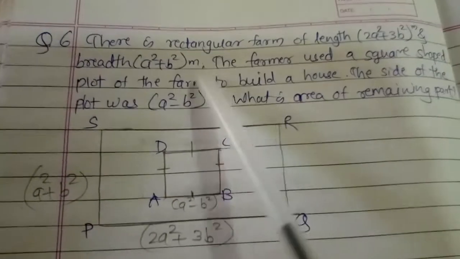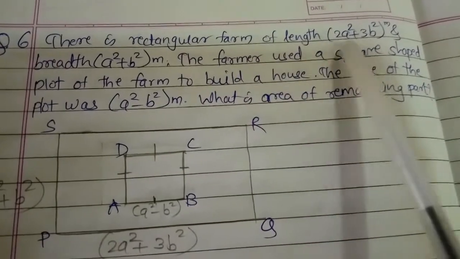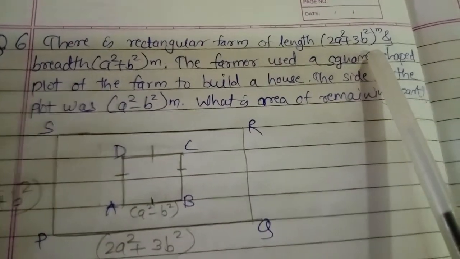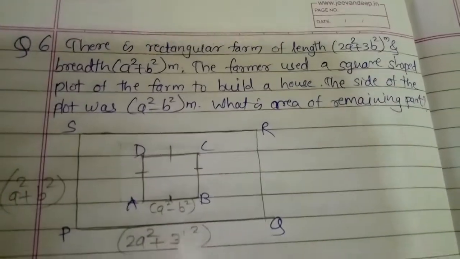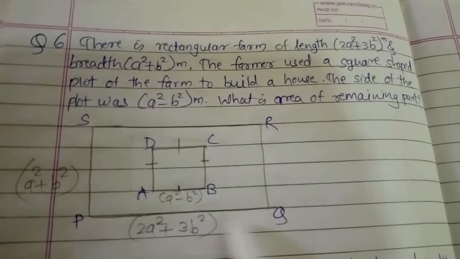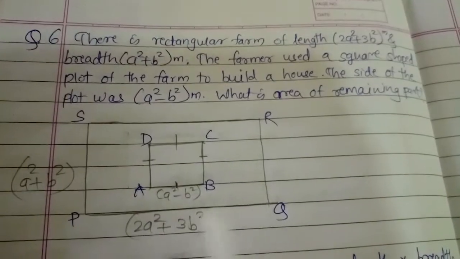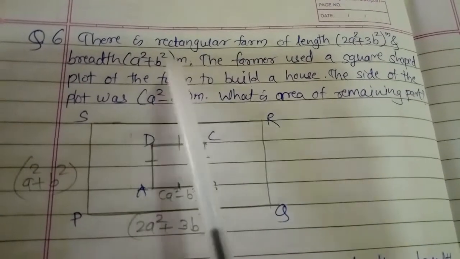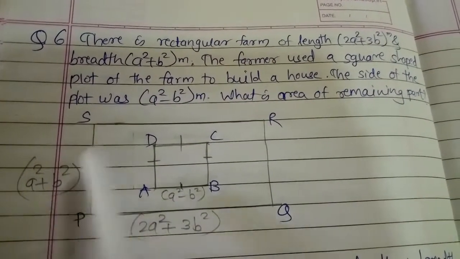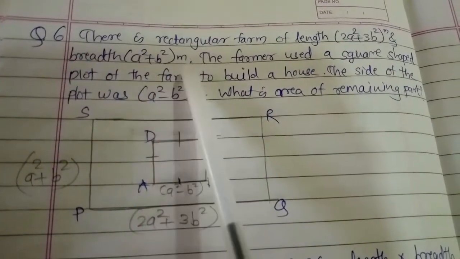And the last question from this exercise is a word problem. So there is a rectangular form of length 2a square plus 3b square meter. So see here, I draw a figure of this rectangular form, and the length is 2a square plus 3b square, and the breadth is a square plus b square. So this breadth is a square plus b square.